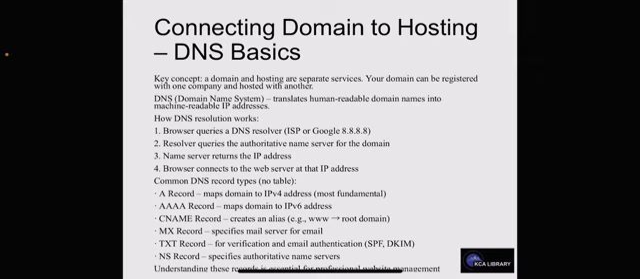Common DNS record types that we have: the A record and the AAAA record. The A record maps a domain to an IPv4 address, which is the most fundamental. The AAAA record maps a domain to an IPv6 address.